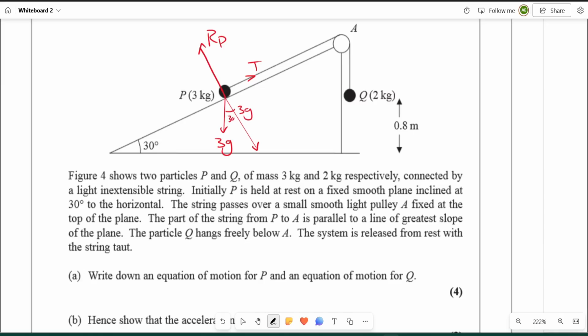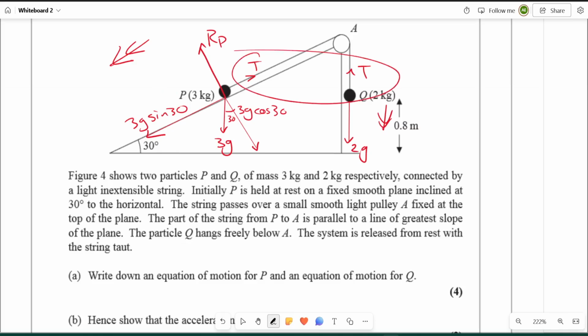This is 30, so 3G cos 30 because I'm closing on my angle, and over here is going to be 3G sine 30. And in the other direction, Q is going to have a weight of 2G, and it's going to have a tension value. So what you need to see is that you're either going to accelerate this way or that way. Either this way is going to win or downwards is going to win. So you want to see which force is going to be larger.